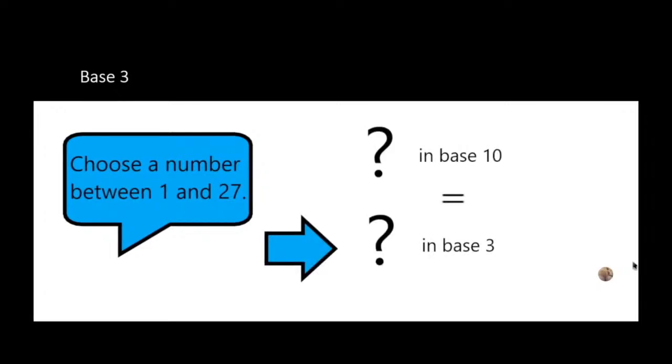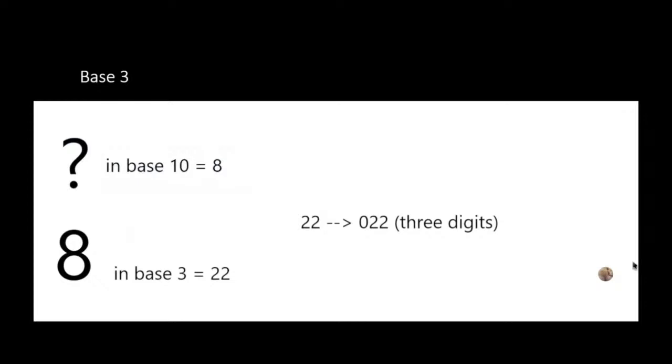Suppose the chosen number was 8. We already know that 8 is 022 in base 3. It is important that your number in base 3 has 3 digits. If it doesn't, add 1 or 2 zeros in front of it, as we did with 22. Now flip the number in base 3 so that it is backwards. Remember this number well, you will need it later on.